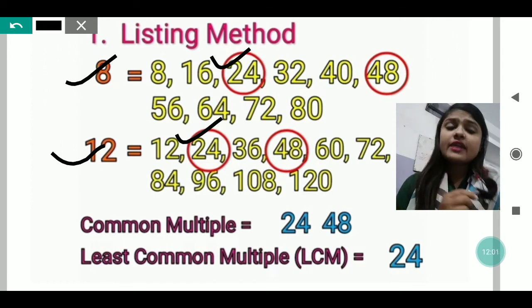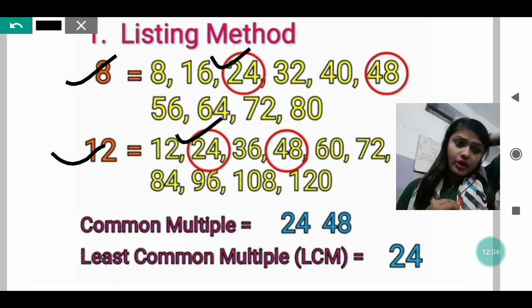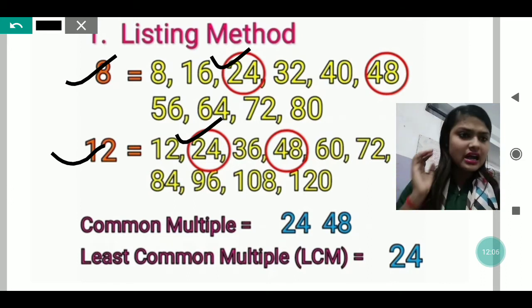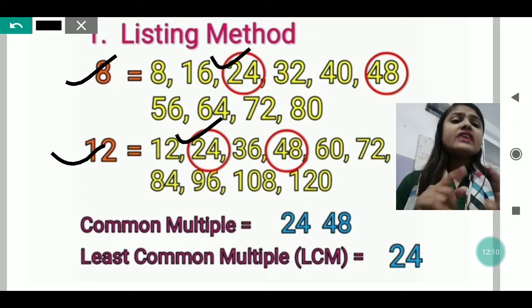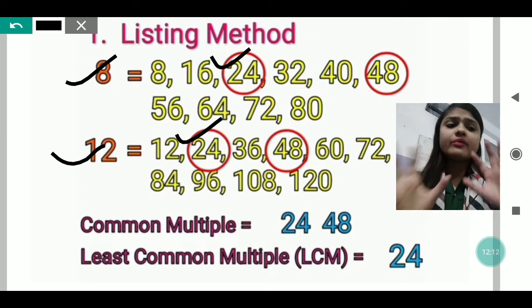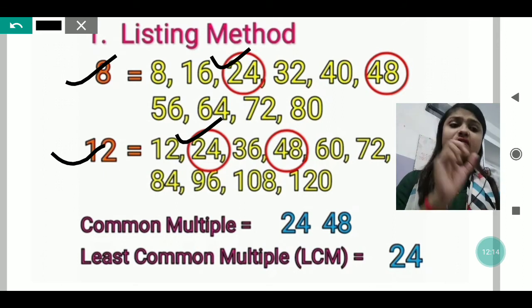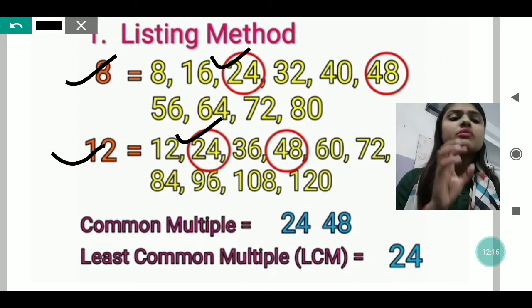Why not 48? Because 48 is greater than 24, and here we have to write the least one. We cannot take the highest one because we are not finding the HCF. If we are finding the HCF, at that time we pick up the highest. But when we are finding the LCM, we have to pick up the least number.